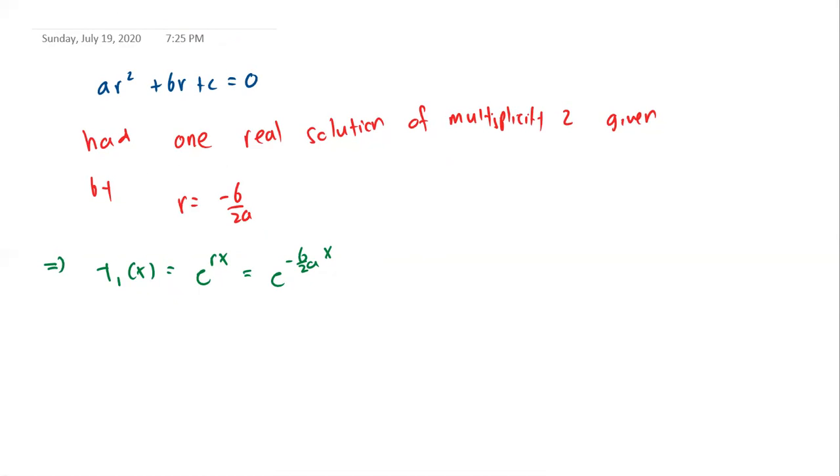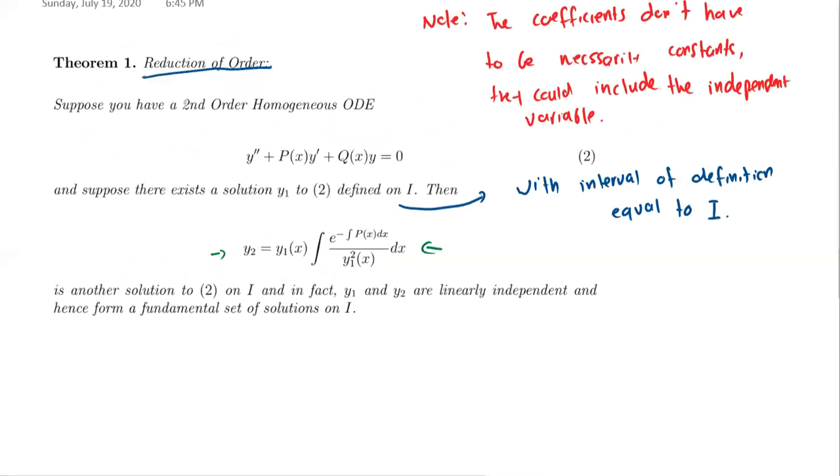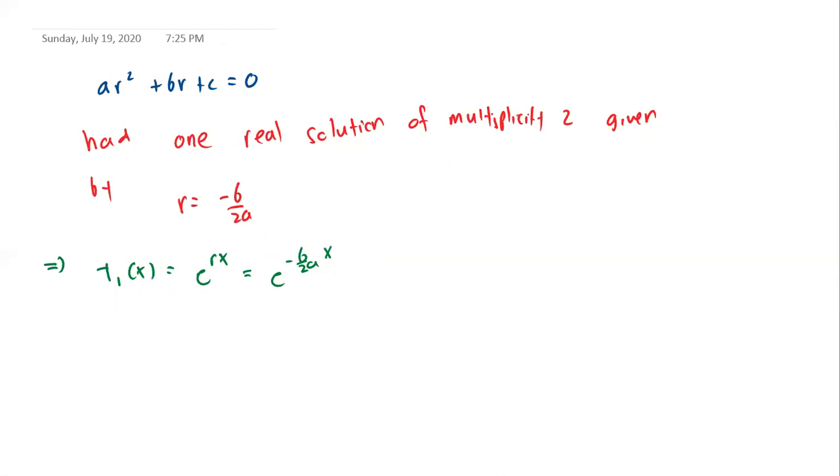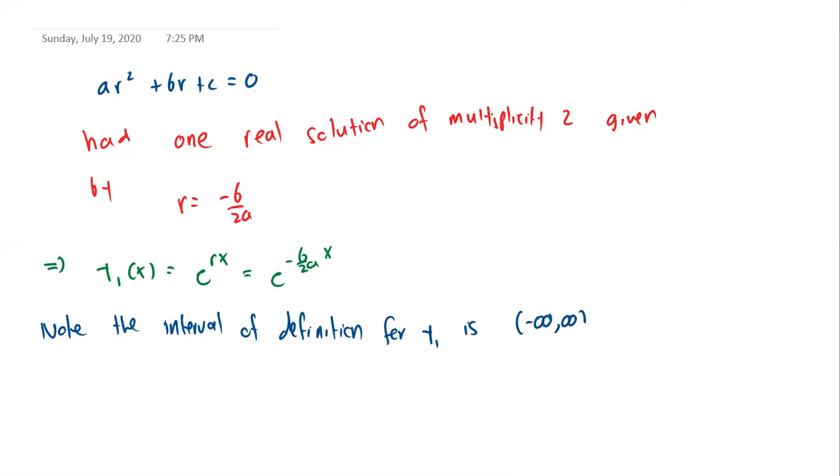But since we're working with a second order homogeneous ODE, we can use the reduction of order theorem to find another solution. First, let's find what the interval of definition is for this particular solution, y1. So note the interval of definition for y1 is all real numbers. Why? Well, let's check the things that we have to check for the interval of definition. Y1 is definitely defined everywhere. Its domain is all real numbers. It's just an exponential function.